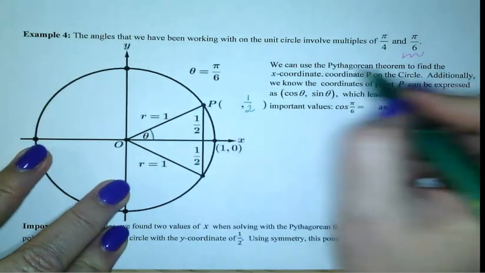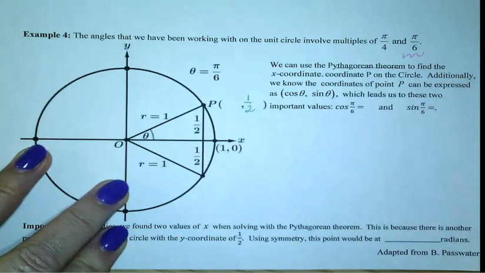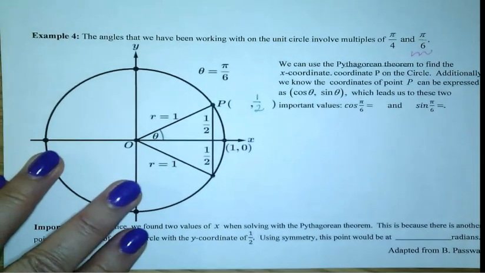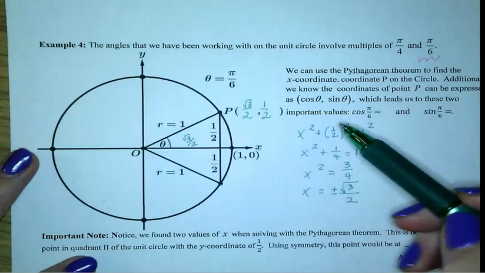And again, we're going to use the Pythagorean theorem to find that. So pause your video, do the Pythagorean theorem, and find the length of the horizontal displacement. All right, so how did you do?